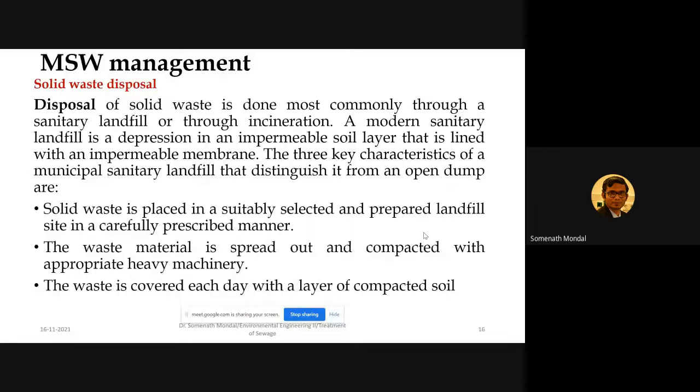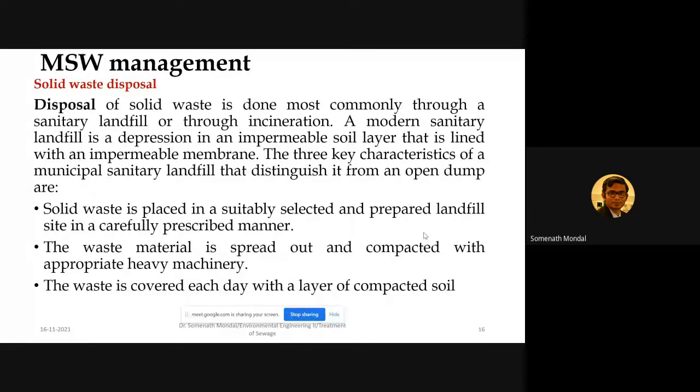Next comes the sanitary landfill. So these are the engineered landfills which we'll be discussing in detail. And these days, in most urban areas, you will see sanitary landfill, and this is the smartest way to handle bulk quantity of waste for disposal.